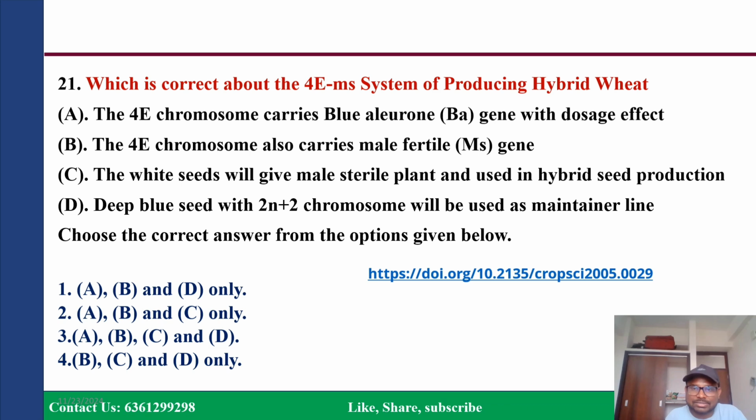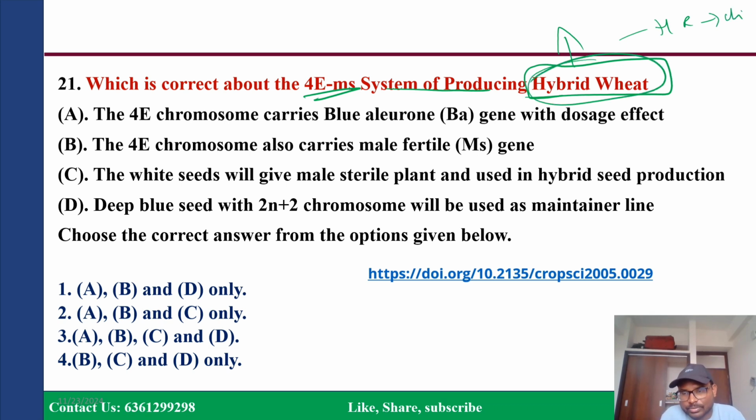Then again a very interesting question: the 4EMS system of producing hybrid wheat. When you look at hybrids, maize hybrids are famous and rice hybrids are famous in China, but nowhere have we heard about hybrid wheat. It's only in books. But what is hybrid wheat and why is it not famous? Because wheat is a highly self-pollinated crop and no effective male sterility systems are available in wheat.